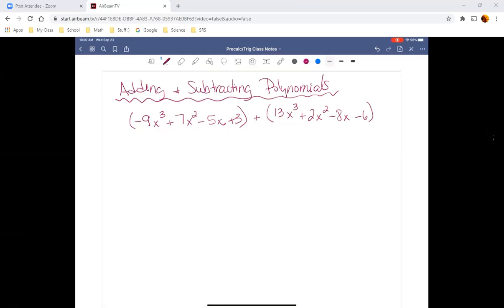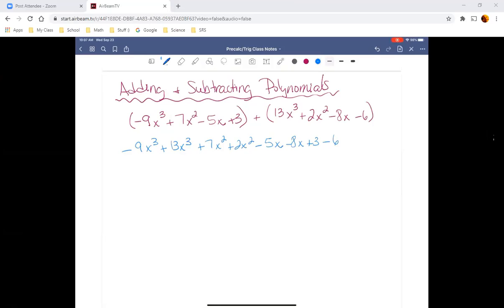So you would have negative 9x to the third plus 13x to the third. And then going to your squares, plus 7x squared plus 2x squared, going to x, minus 5x minus 8x, plus 3 minus 6. Some people find it easier to write it out that way so that your terms are right next to each other. It's a personal preference.